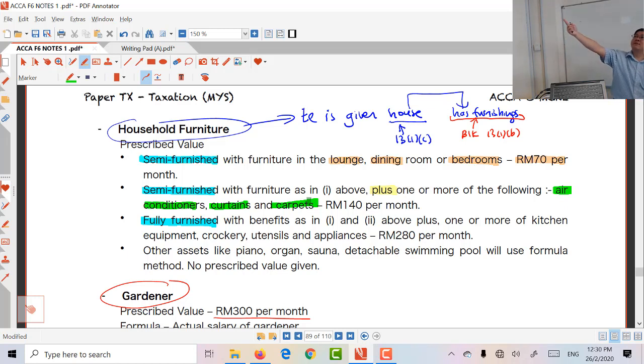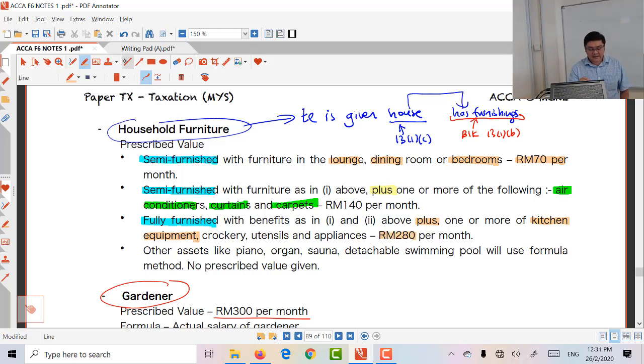If that one piece only costs 200 ringgit, might as well you ask your boss to throw it away. Hey, take back, boss, I don't want. Then you buy yourself and fix. Then you get taxed lesser. Because the value goes up by double. Okay? Now, the third level of furnishing is when you have everything in the first, second level, plus you also get kitchen equipment. Like if you have a hood, for example, kitchen cabinet, now that's kitchen equipment. Then the value becomes double again to 280 a month.